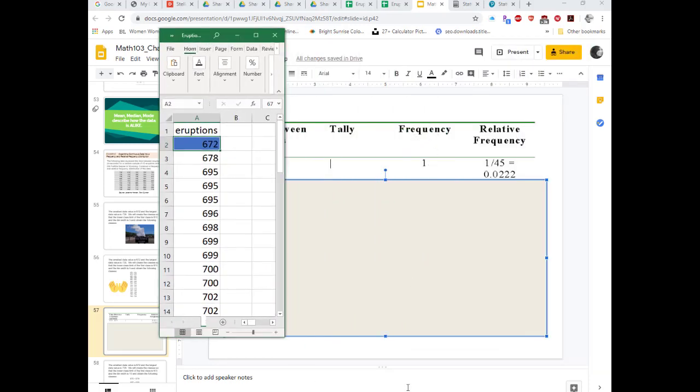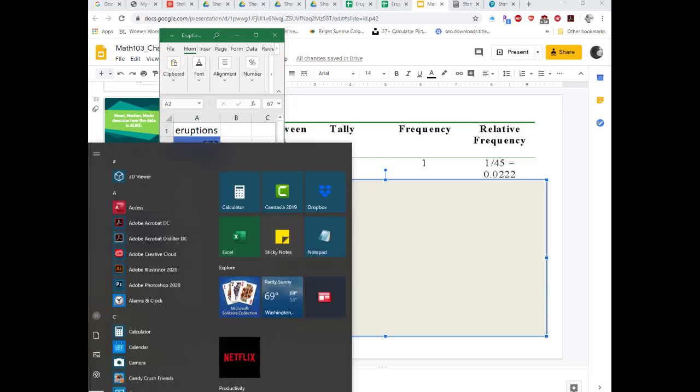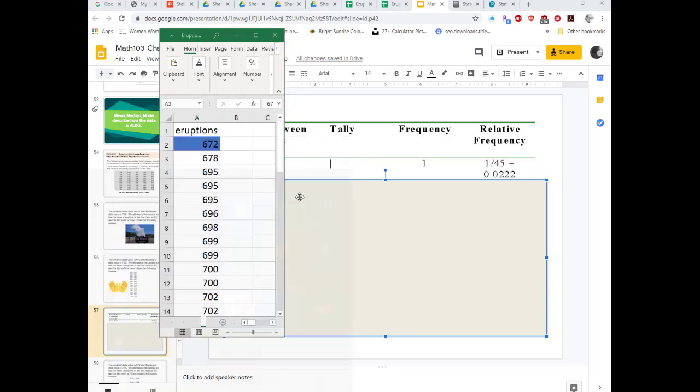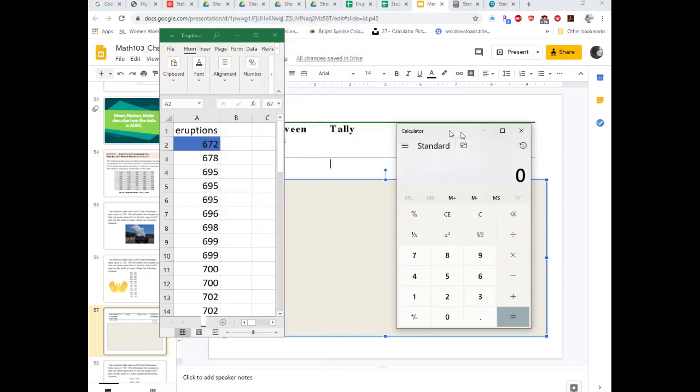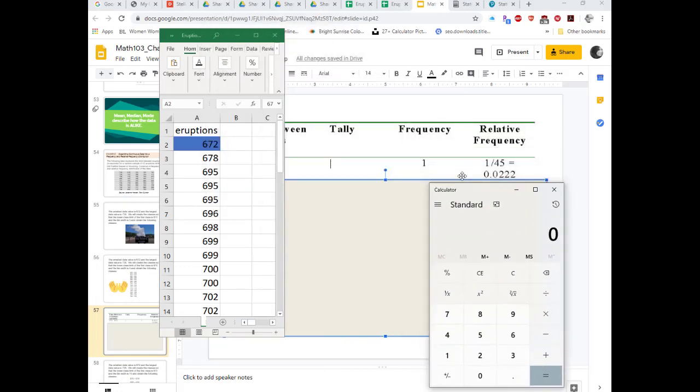And the relative frequency, I can use my calculator for that. I have 45 values, so 1 divided by 45 is 0.0222. That's my relative frequency. Relative to the whole, this takes up 1/45 of it, which is equivalent to 0.0222 as a decimal.